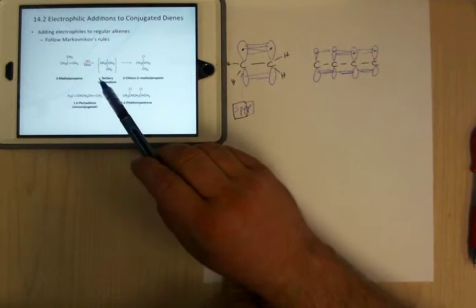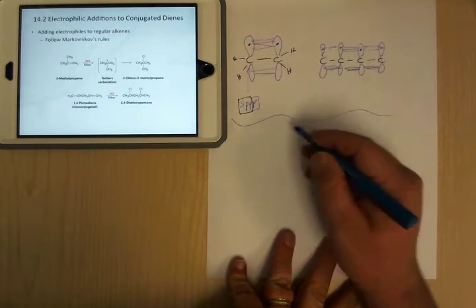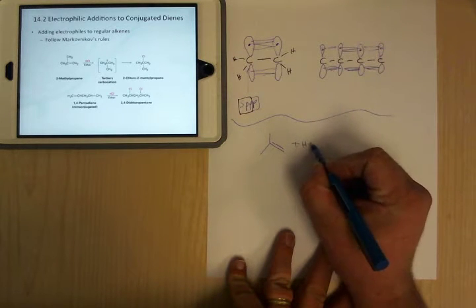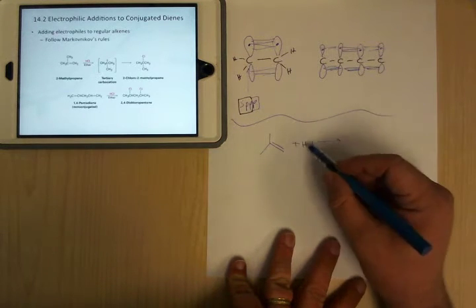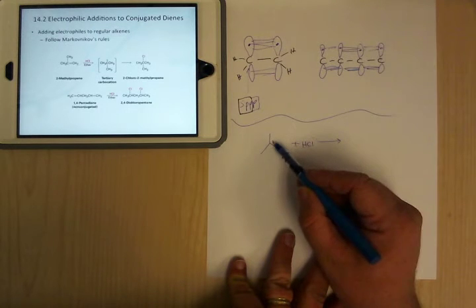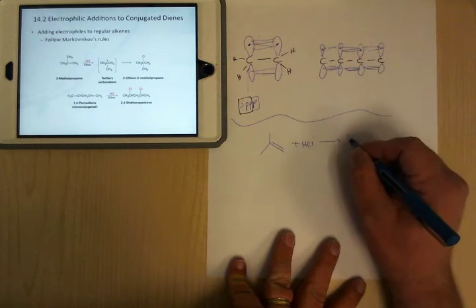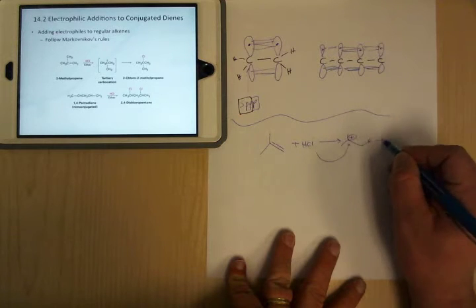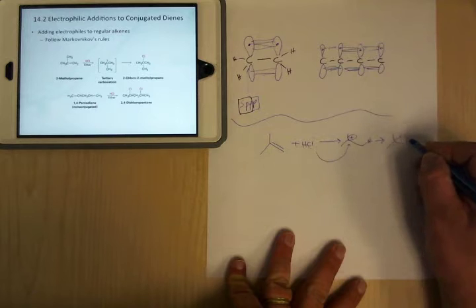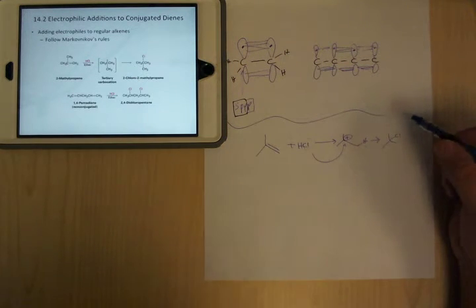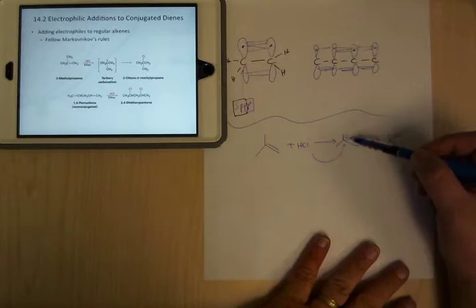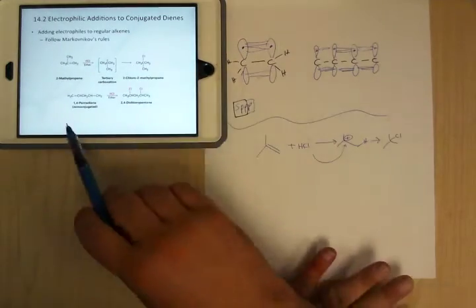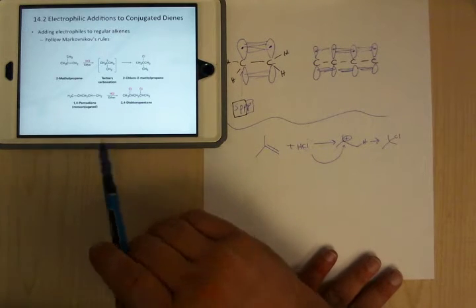If you have just a regular alkene and add HCl, it's going to follow Markovnikov's rule. You go through an intermediate step where the H goes there, and then the chlorine goes on the more substituted side, because you need to make the more stable carbocation. If you have two double bonds that are distant from each other, they act independently, and both follow Markovnikov's rule.